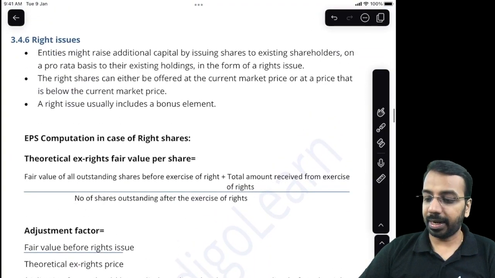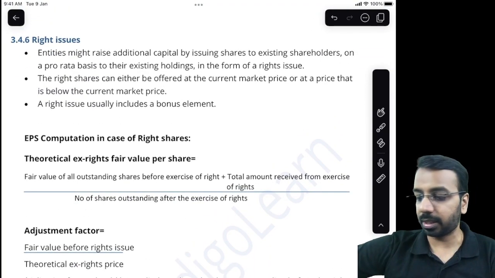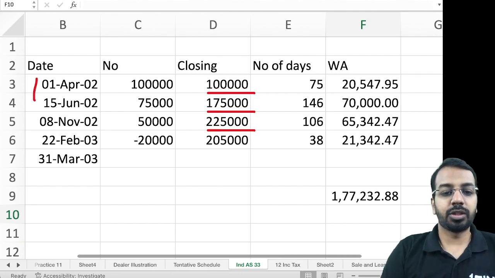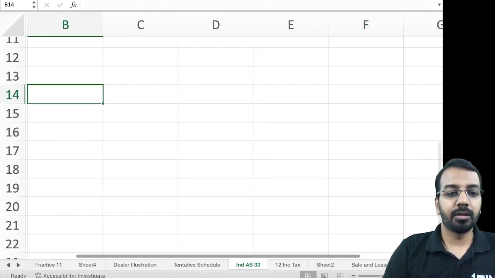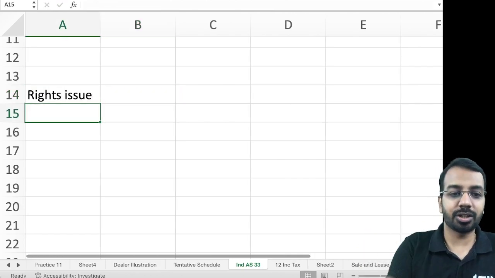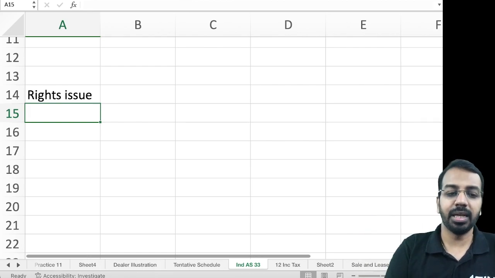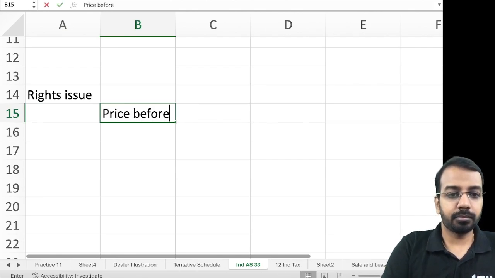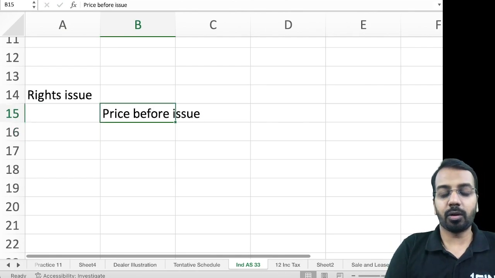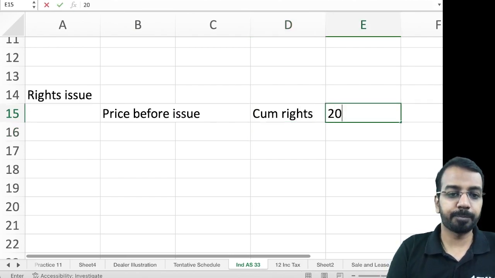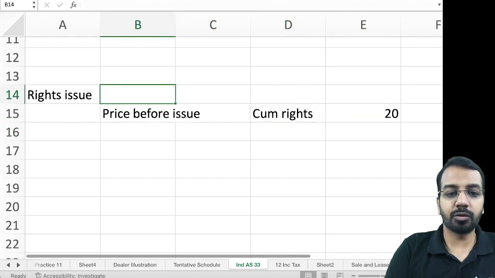Now, rights issue, a very interesting concept that you need to understand. So let me just put it out here. Generally when there is a rights issue, existing shareholders get additional shares by paying some amount to the company, generally less than the market price. So let us say the price before issue, what we call the cum rights price, is 20. Rights issue is 1:5.